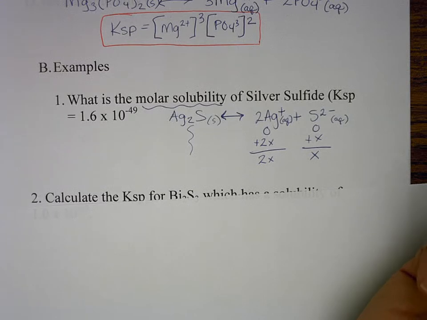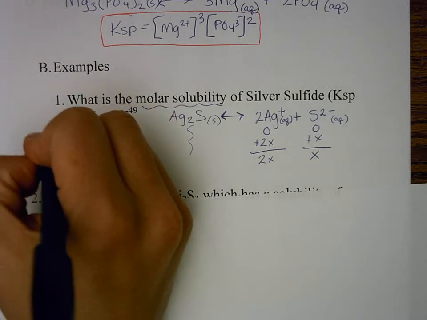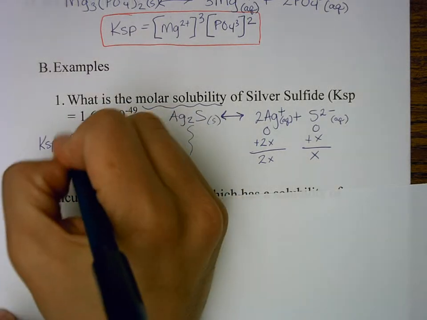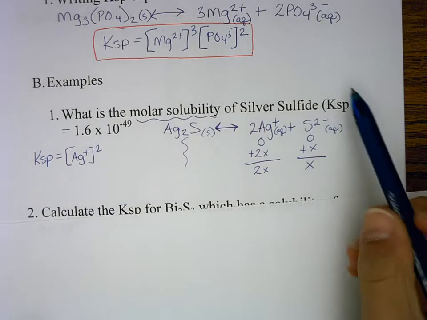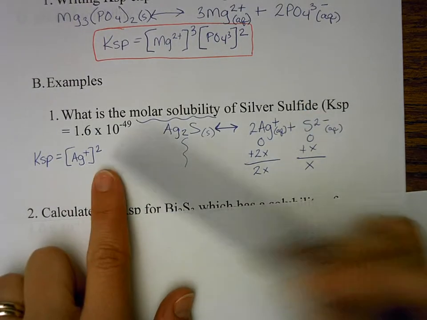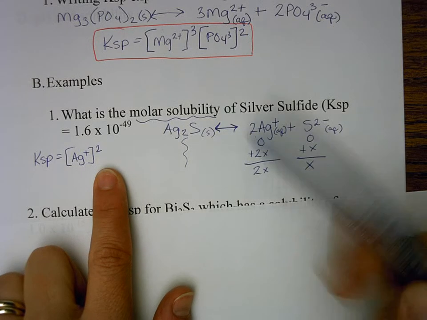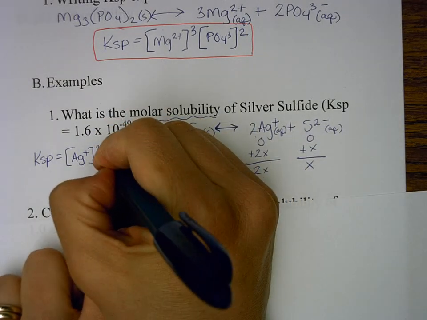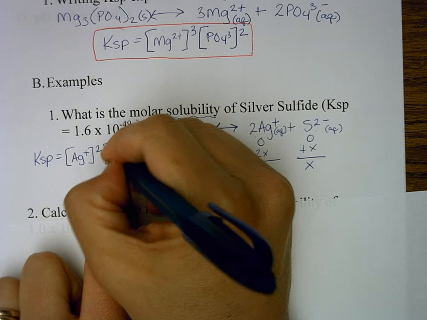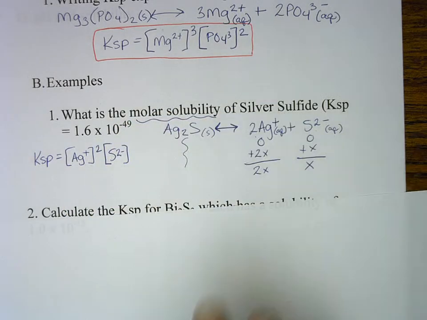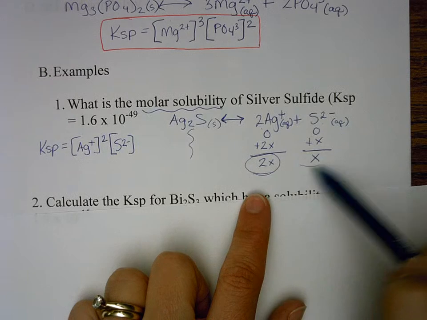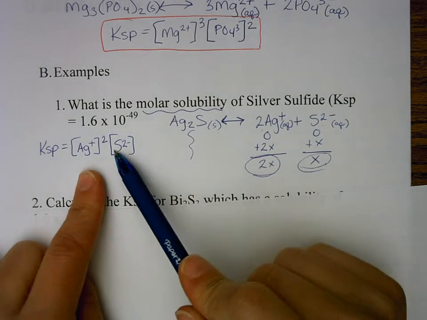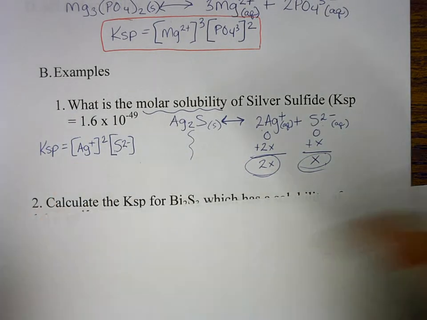Now if I write out the Ksp expression, Ksp is going to equal my silver ion concentration squared. Squared comes from the coefficient of 2 in front of silver. And the sulfide ion concentration. Then you just take what you have at equilibrium right here and plug it into the equilibrium expression. And then you can solve for x.